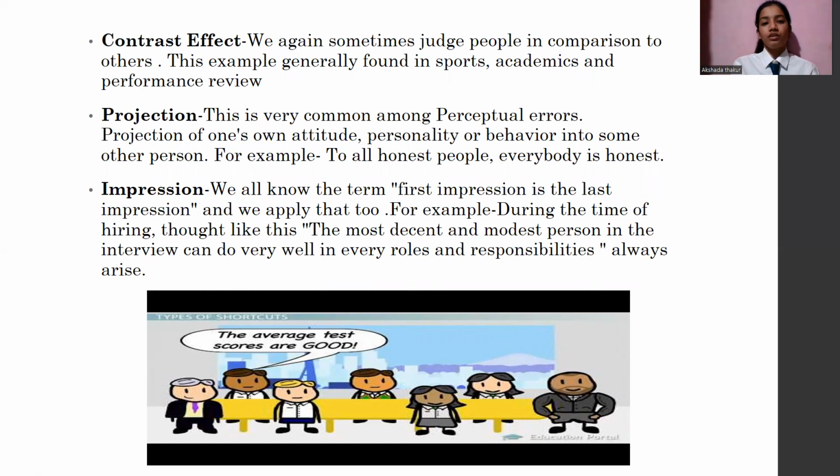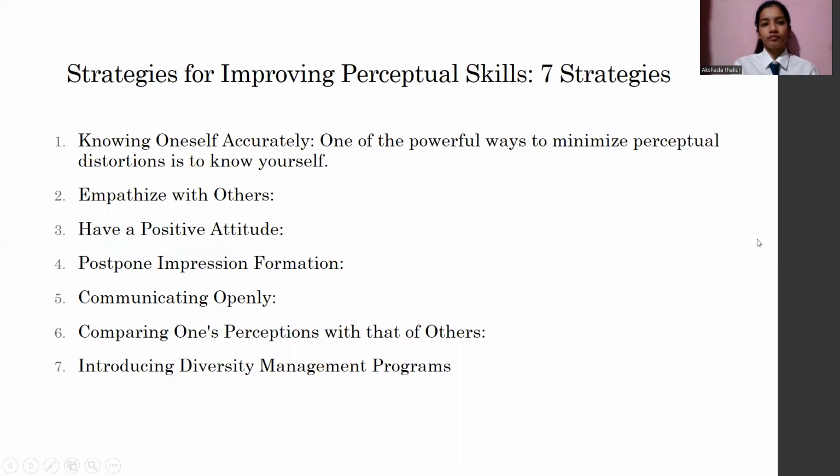Impression. We all know the term, first impression is the last impression, and we apply that too. For example, during hiring, a thought like this always arises: the most decent and modest person in the interview can do very well in every role and responsibility. And the last one: strategies for improving perceptual skills.